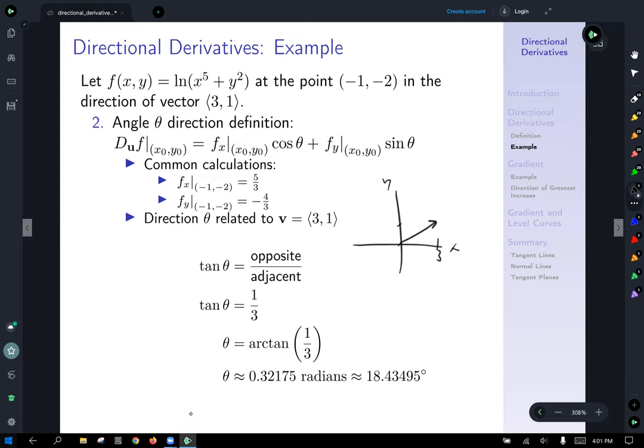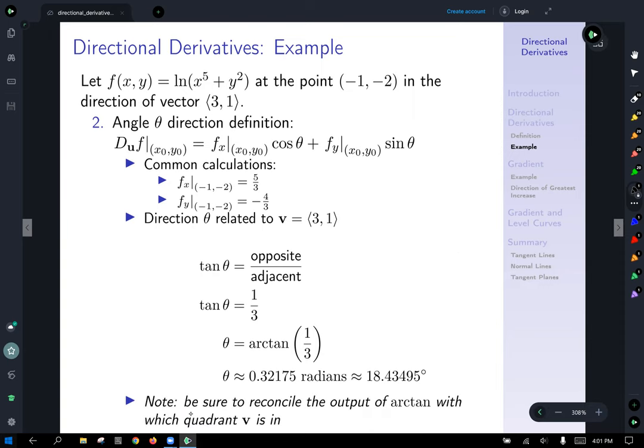And sure enough, we got ourselves an x and a y value. There you go, opposite over adjacent, y over x, however you like to think about it. You're going to end up with tangent of theta is equal to 1 over 3. A little bit of inverse trig is going to give you that theta is equal to arctangent of 1 over 3. And that is those relatively long decimals in both radians and degrees that are shown below.